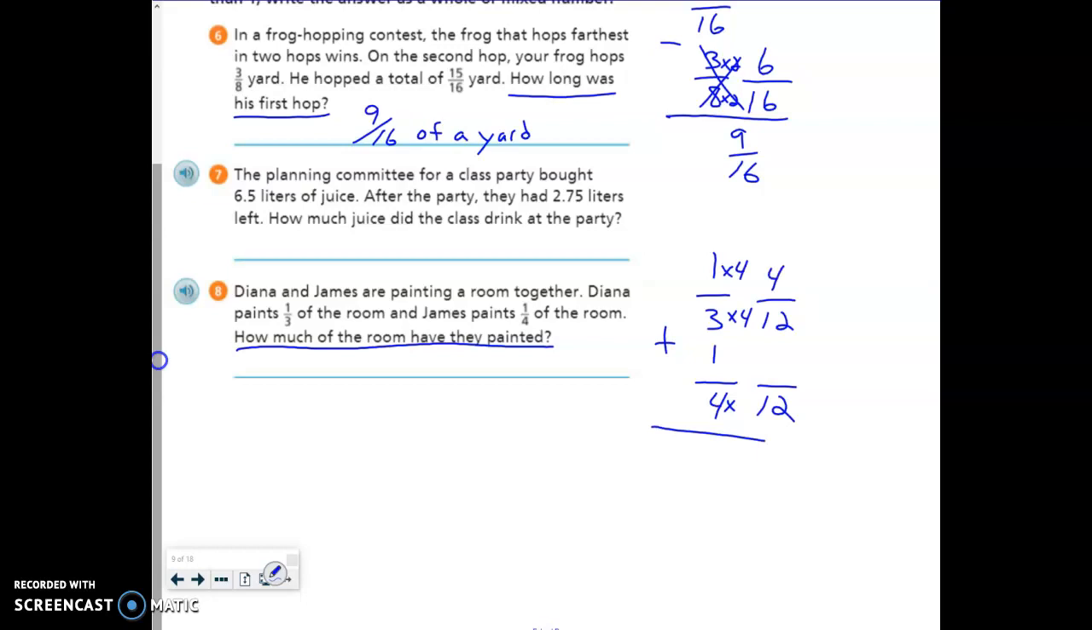How did I get from 4 to 12? I multiplied by 3, the other denominator. Do the same thing to the numerator. 1 times 3 is 3, and then it becomes a relatively simple problem. 4 twelfths plus 3 twelfths gets me to 7 twelfths. And again, in this case, 7 twelfths of the room. Okay, so like I said, once we establish that common denominator, we also know that this is simplest form because we found the LCM. We found the least common multiple, or the least common denominator.